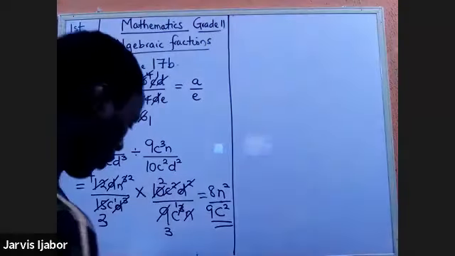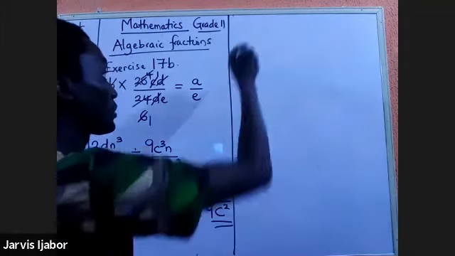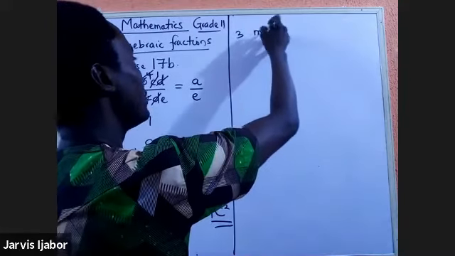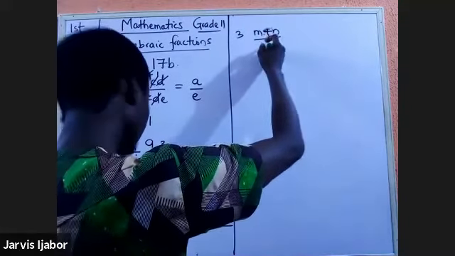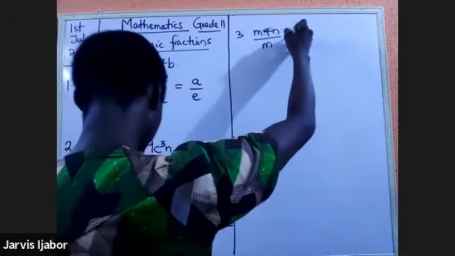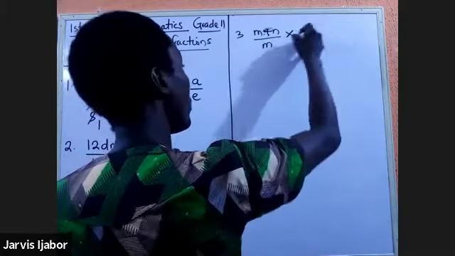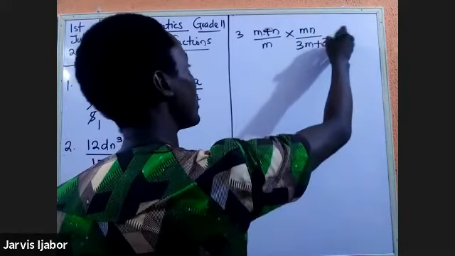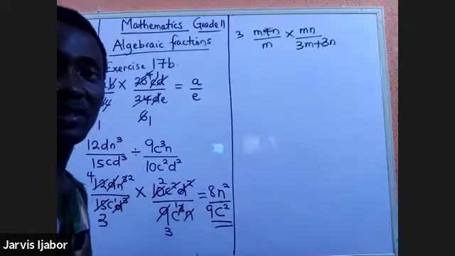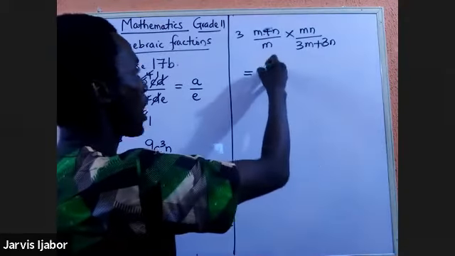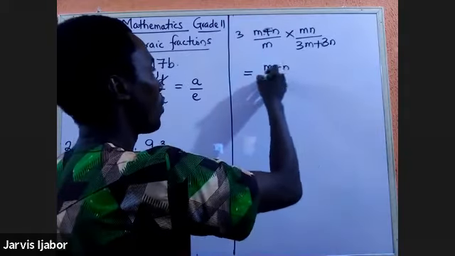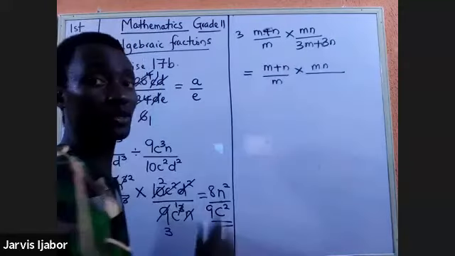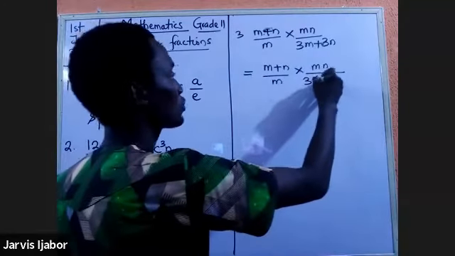So let's go to question 3. We have solved number 1, we solved number 2. Let's go to question 3. And question 3 says m times n plus n over m times mn over 3m plus n and 3n. So how do you go about solving this? First of all, you have n plus n over m times mn divided by, you can factor something out of there. So you're going to have 3 into m plus n.